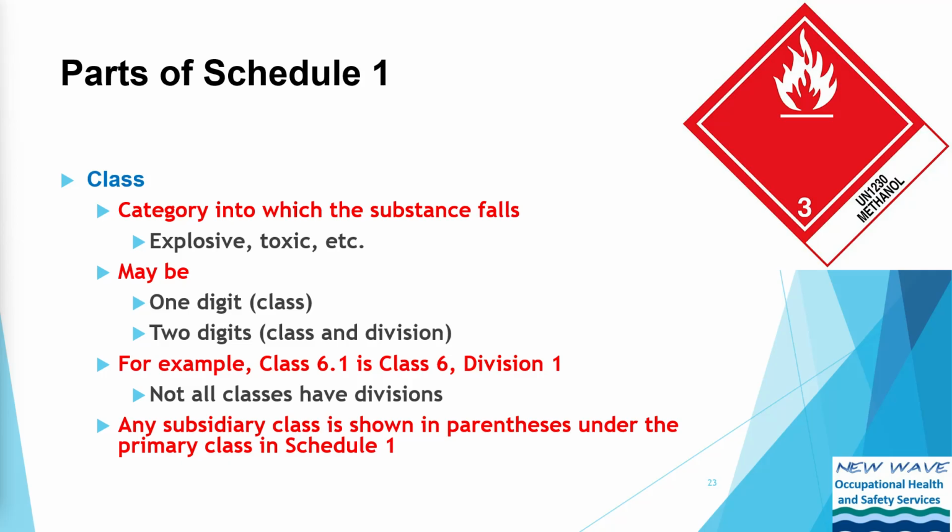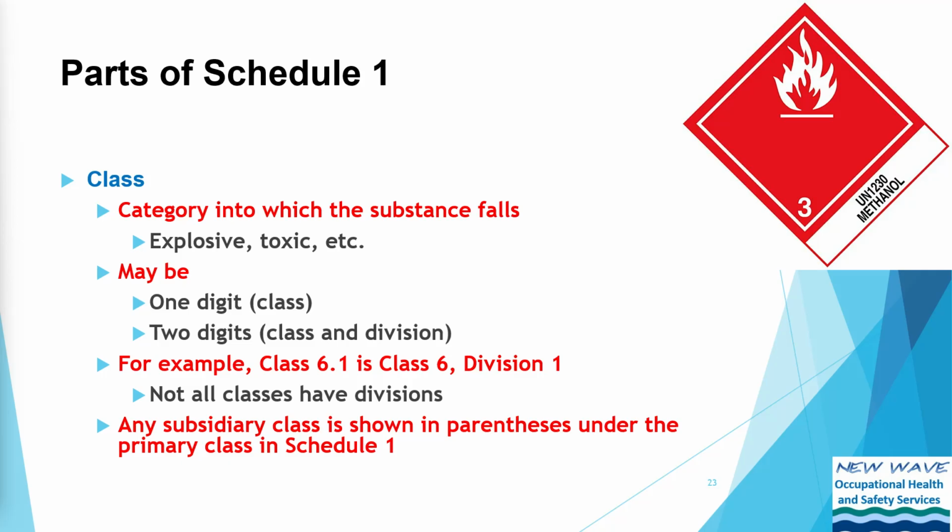The next column in Schedule 1 is the class. Very similar to WHMIS, the Transportation of Dangerous Goods Regulations groups products into classes with similar hazards, such as explosives, toxic, etc. Most but not all classes have divisions, which are essentially subclasses or finer groupings of products. Thus, the class may be 1 digit for a class alone, or 2 digits for a class and a division. For example, Class 6.1 is Class 6, Division 1.